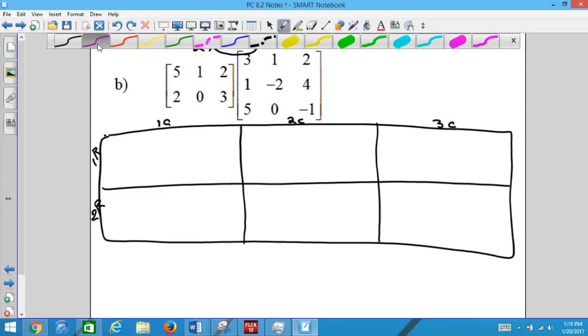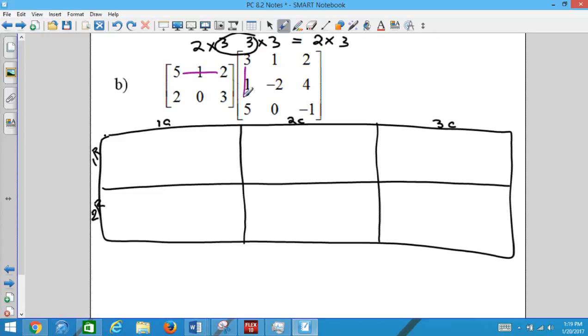Okay, we're going to do the first row by the first column. I'm going to start there. First row, first column. 5 times 3 plus, then I switch to the next numbers, 1 times 1 plus 2 times 5. First row, first column.